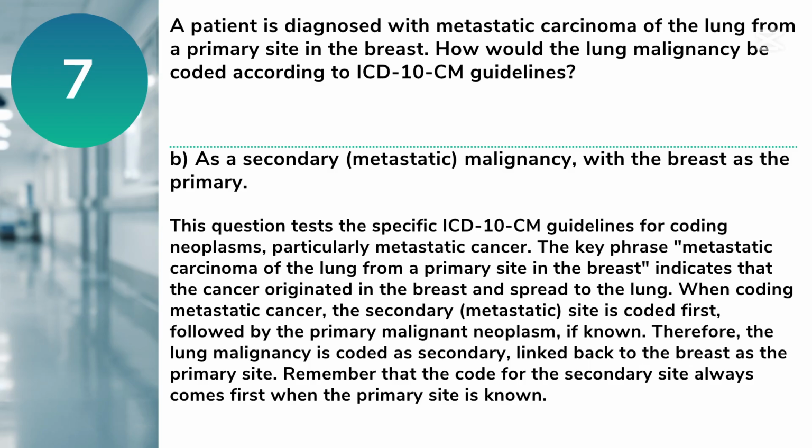When coding metastatic cancer, the secondary, metastatic, site is coded first, followed by the primary malignant neoplasm, if known. Therefore, the lung malignancy is coded as secondary, linked back to the breast as the primary site. Remember that the code for the secondary site always comes first when the primary site is known.